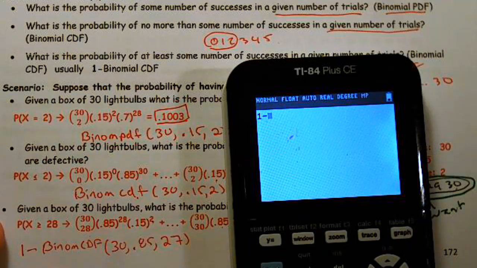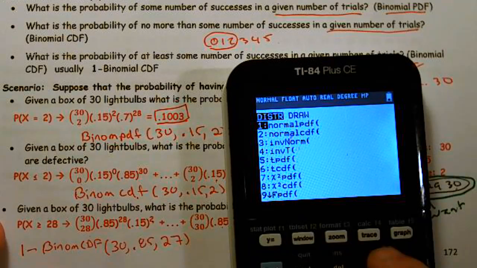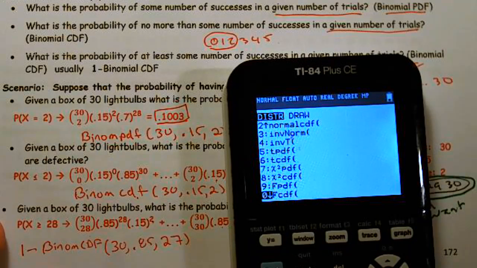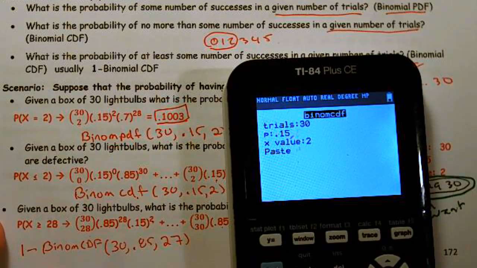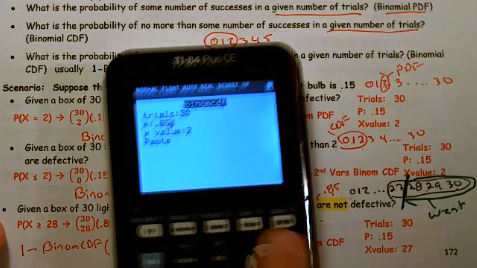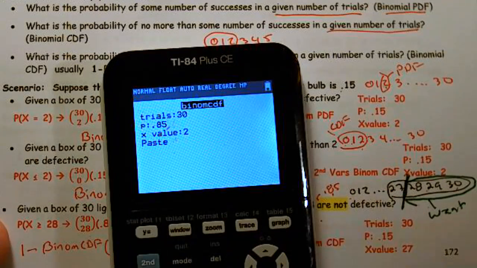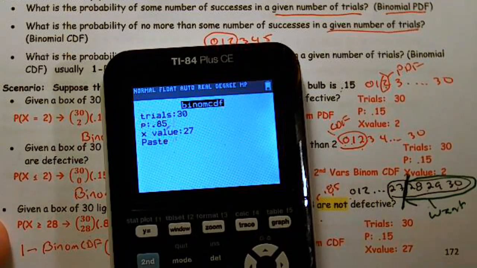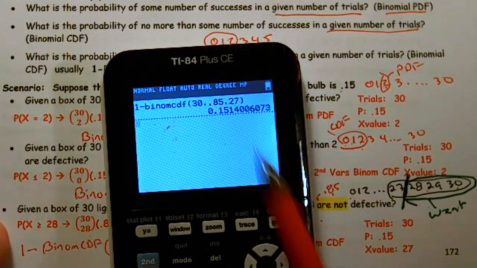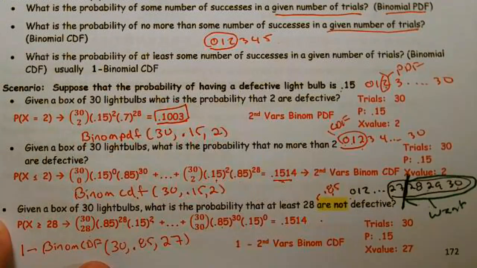1 minus second vars binomial CDF. Trials is 30. My probability is 0.85. And the highest value I didn't want was 27. And again, I get 0.1514.